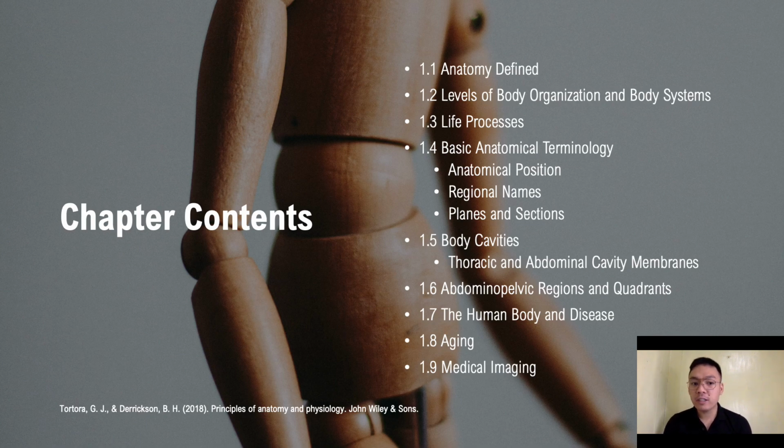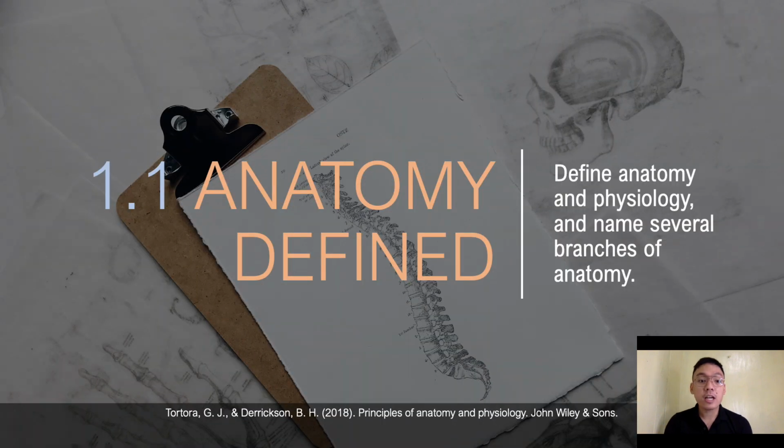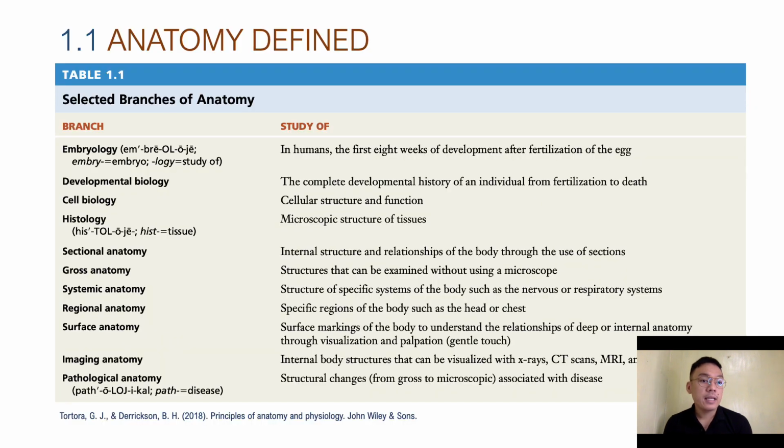In the first part of these chapters, we will talk about anatomy, and we will define what anatomy is, and also physiology, and we will name several branches of anatomy. In this table, you will see different selected branches of anatomy.